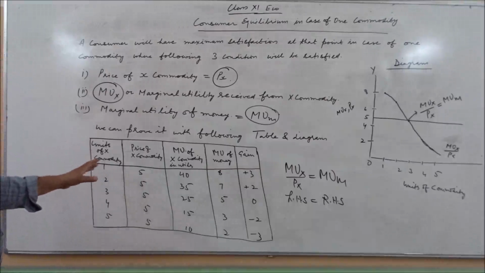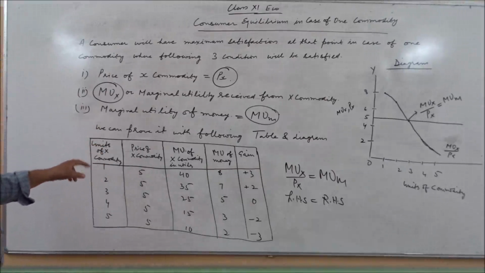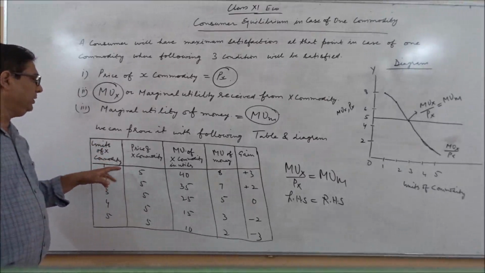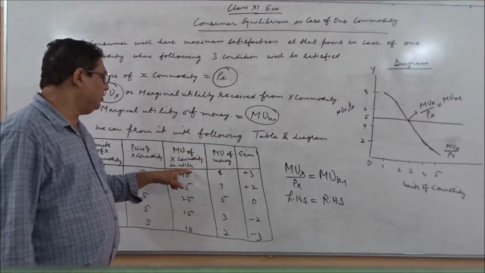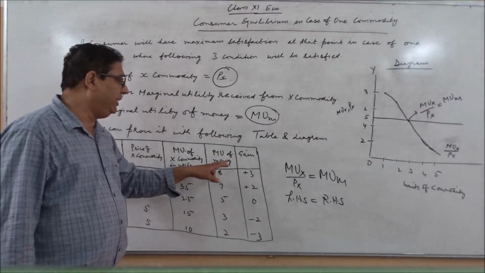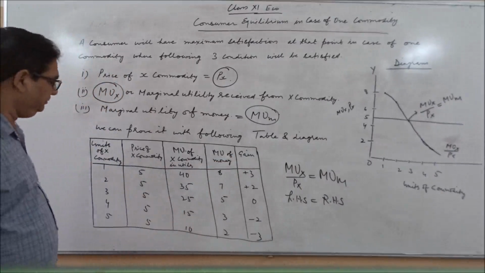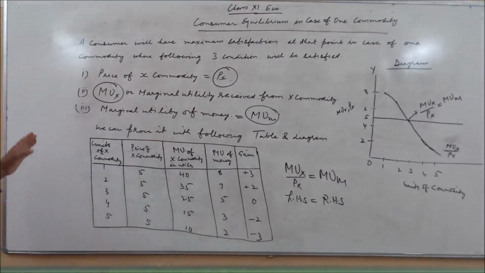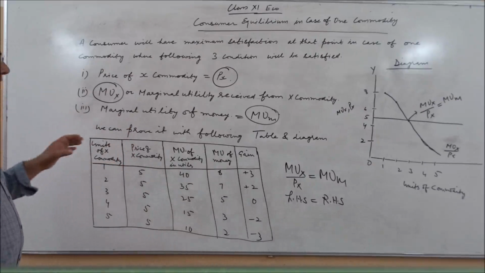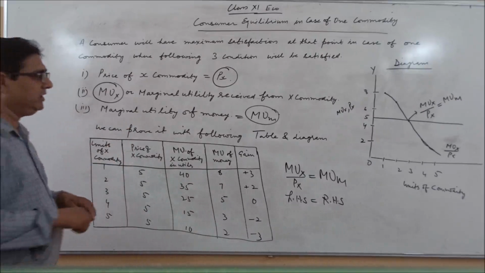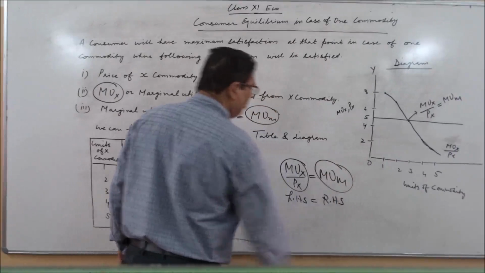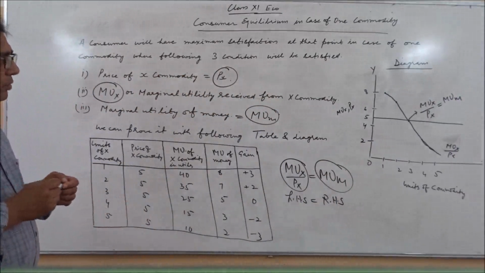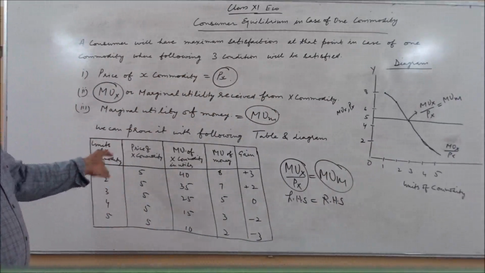In the table there are 5 columns. First column is unit of X commodity. Second column is price of X commodity. Third column is MU of X commodity in utils. Then MU of money. Last column is gain. A consumer will keep on purchasing X commodity till that point where MUX upon PX becomes equal to MUM. Let us see in the table and diagram where we find this equilibrium.